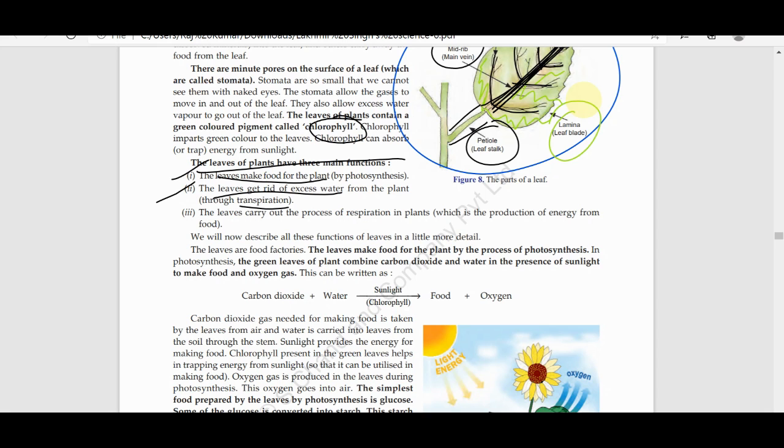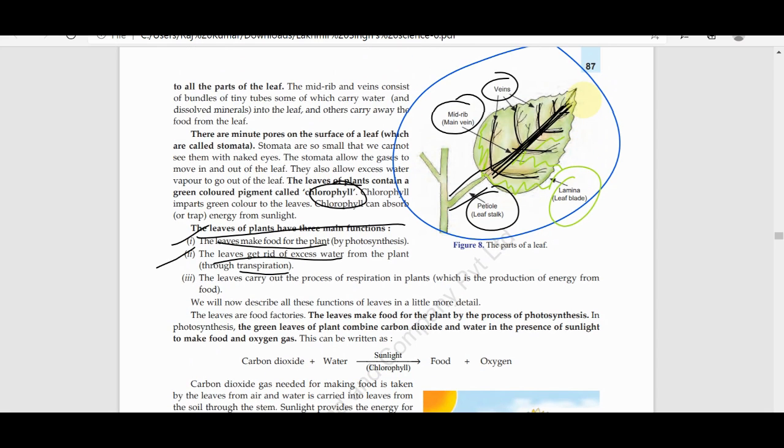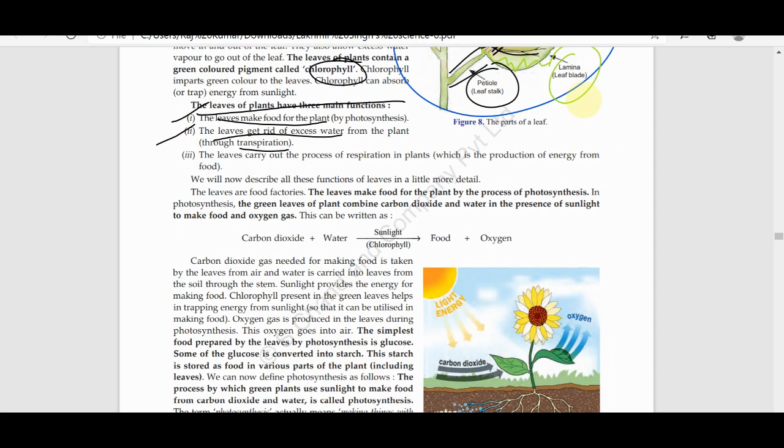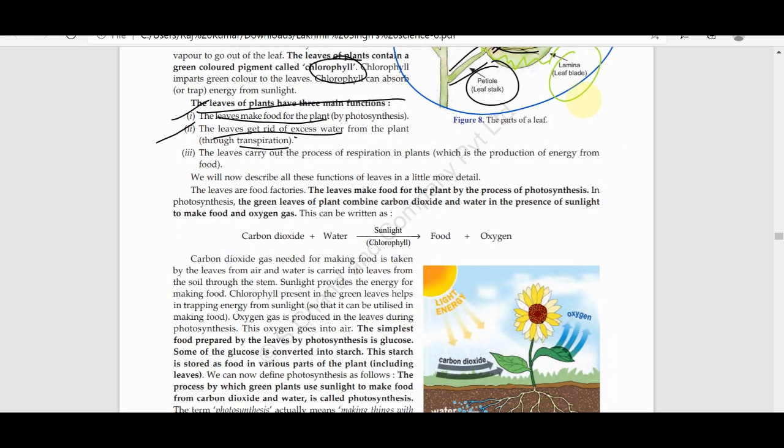And the second function, the leaves get rid of the excess water from the plants, and this is known as transpiration. If the roots of the plant absorb a high amount of water, then the excess water can be evaporated from the leaves, and the evaporation of water from leaves is known as transpiration. So you have to remember that transpiration is the process of evaporation from the leaves.